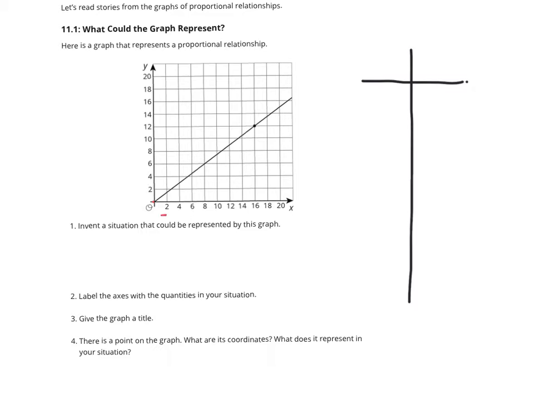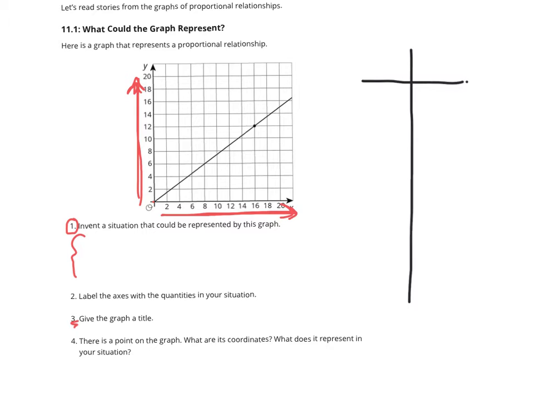Here's what we notice: as the x value gets bigger, the y value also gets bigger by the same amount. So the first question says, invent a situation that could be represented by this graph. What could you think of as this gets bigger, this also gets bigger? Think of a proportional relationship that could be represented by that graph. It could be any little story, and write it down there. Then it says label the axes with the quantities in your situation. So what does the x stand for? What does the y stand for? And then give the graph a title.